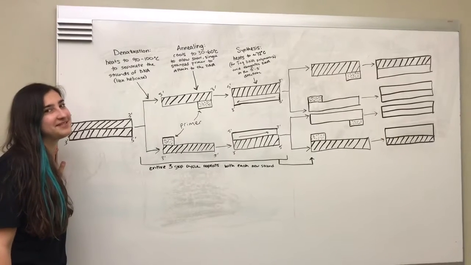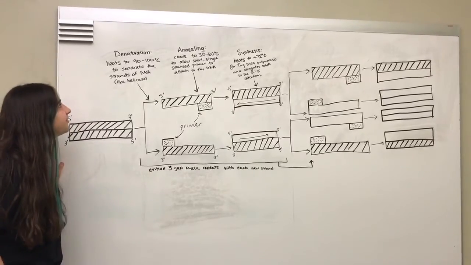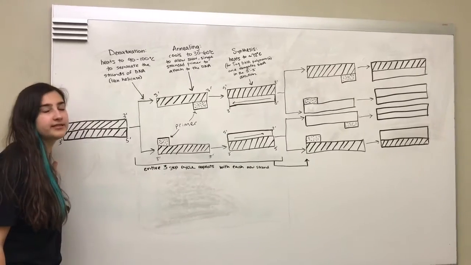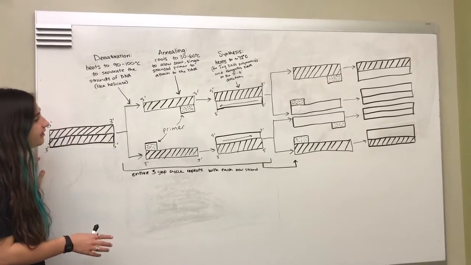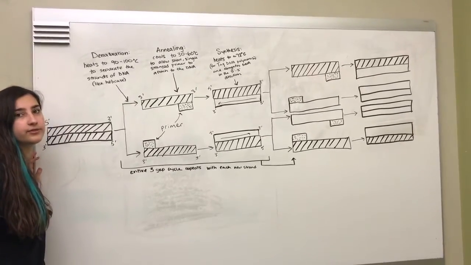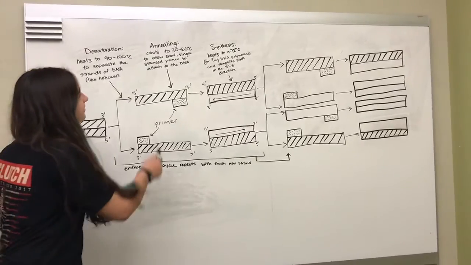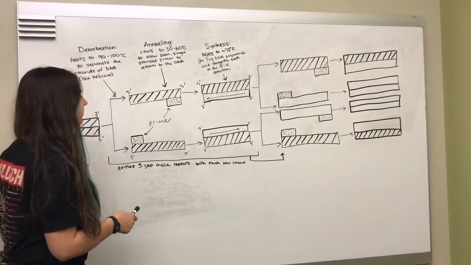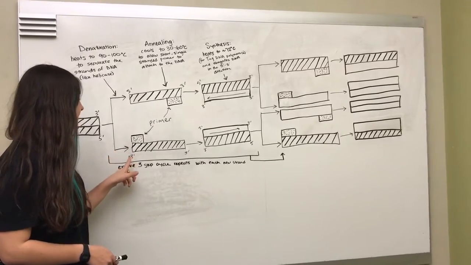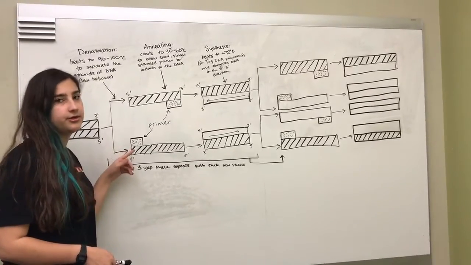PCR amplification happens in 3 steps. The first step is denaturation, in which the thermocycler heats the DNA to 90 to 100 degrees Celsius and separates the strands of DNA the way DNA helicase does in normal DNA replication. The second step is annealing, in which the thermocycler cools to 30 to 60 degrees, and it allows short single-stranded primers to attach to the 3' end of each DNA strand.